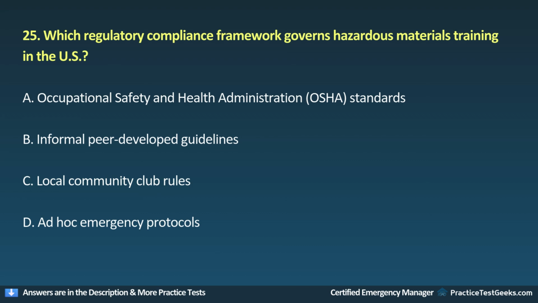25. Which regulatory compliance framework governs hazardous materials training in the U.S.? A. Occupational Safety and Health Administration (OSHA) standards. B. Informal, peer-developed guidelines. C. Local community club rules. D. Ad hoc emergency protocols.